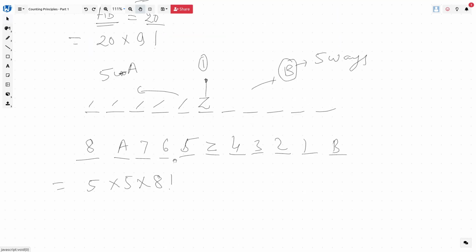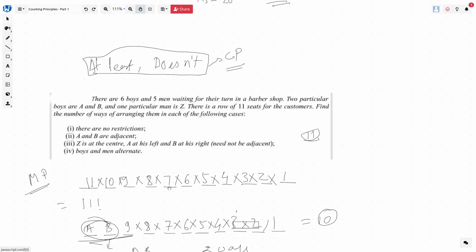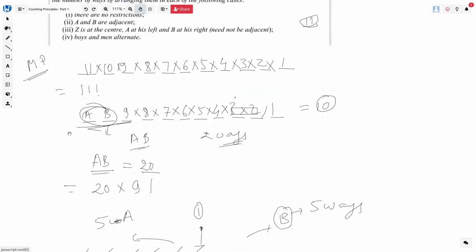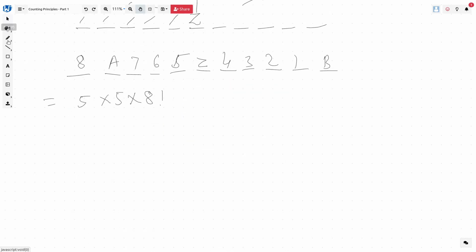Now let's try to see the most difficult question, where boys and men sit alternately. There are 6 boys and 5 men. So let's try to solve this in a slightly different way. First we will see how many ways boys can sit if there are 11 places: 1, 2, 3, 4, 5, 6, 7, 8, 9, 10, 11. If boys and men need to sit alternately, the boys need to sit in 6 places.